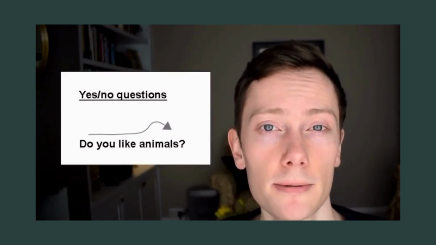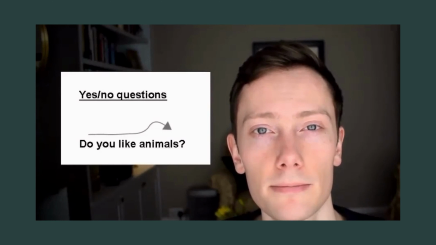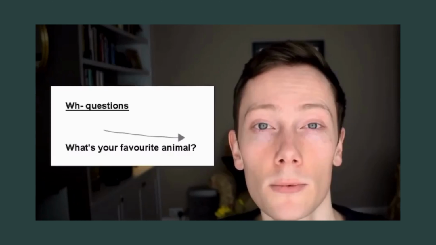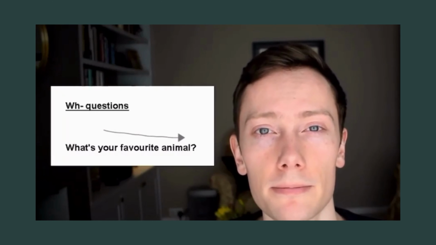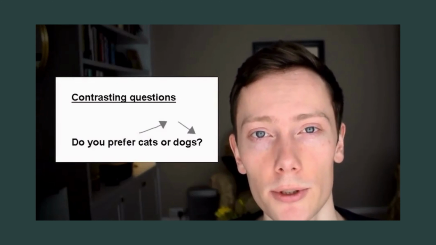For example, do you like animals? In questions that contain a question word such as who, what, when, where, why, or how, the intonation usually falls. What's your favorite animal? In contrasting questions, the intonation rises, then falls. Do you prefer cats or dogs?